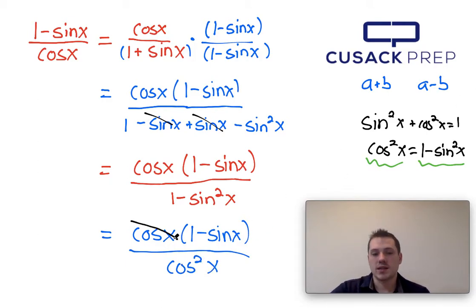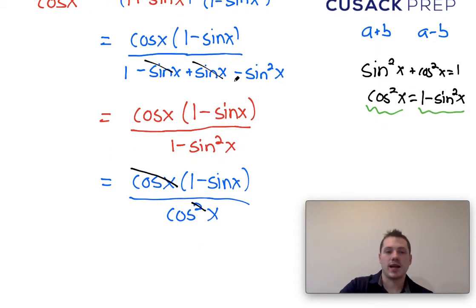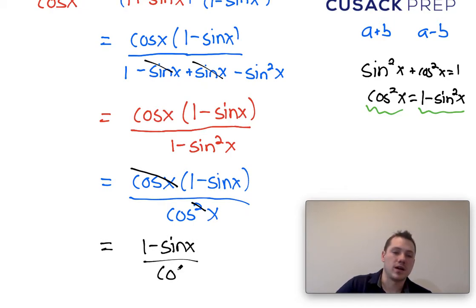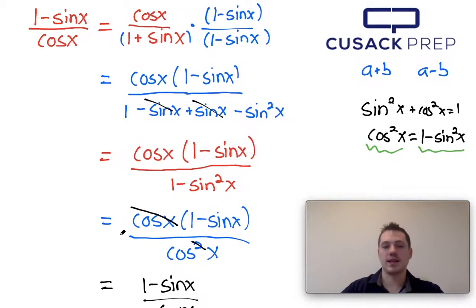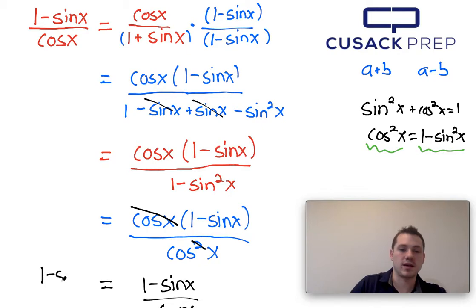Now I can cross off cosine of x, and I can cross that 2 off, and what I end up with is (1 minus sine of x) over cosine of x. And voila, we have proven that these two sides of the equation are equal to each other.